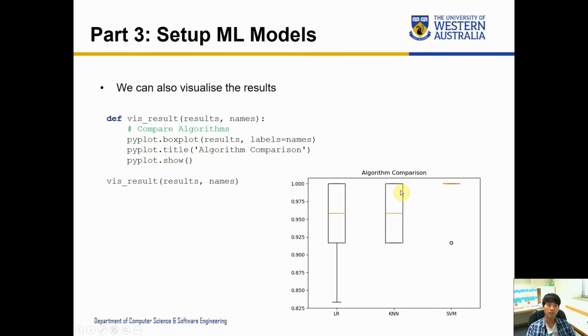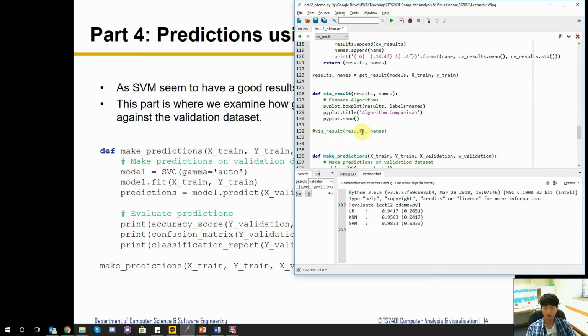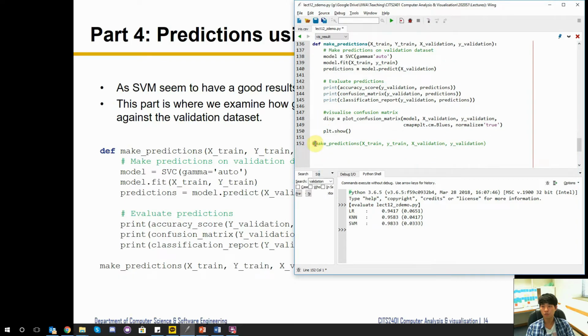Okay, so with that, we can move on to our prediction. As we've seen in this result, the SVM seems to have a good result. This is one way of comparing different models to see which fits our data set better. So we will be using SVM for our predictions. This part is where we examine how good the trained model performs against the validation set. We're going to use that model and our validation set that we created earlier to test how good it is.